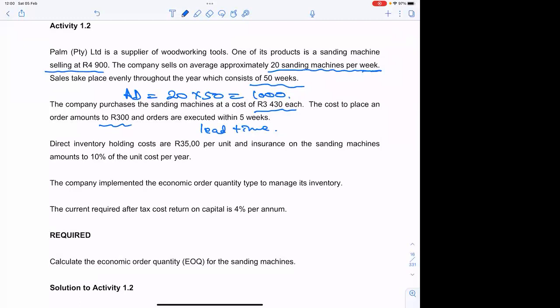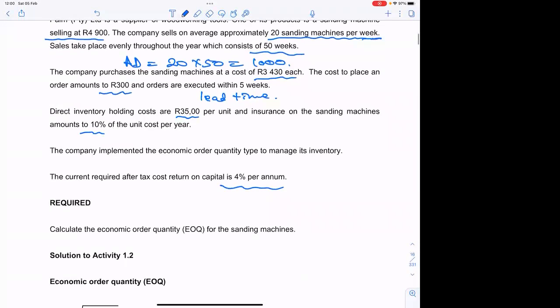Are we together? The direct inventory holding cost is 35 Rand per unit. Insurance on sanding machines is 10% of the unit cost per year. The company implemented the economic order quantity type to manage its inventory. The current required after-tax cost or return on capital is 4% per annum. Right, so our question is saying calculate the economic order quantity for the sanding machines.